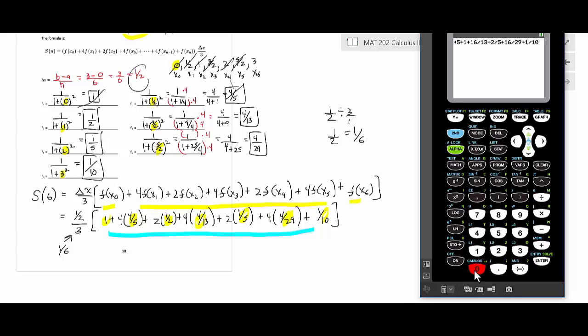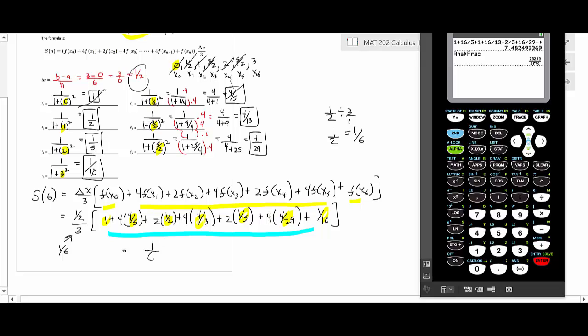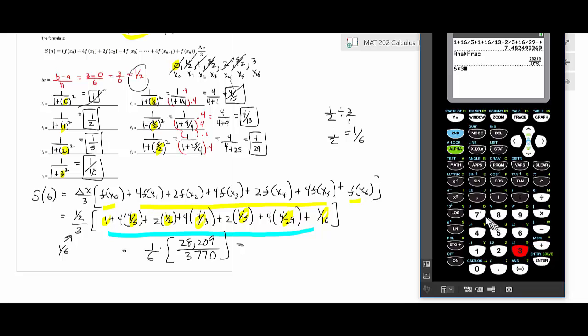Hopefully I got everything in there right. Now what I'm going to get is a decimal, but I'm going to convert it back to a fraction. If you're doing your homework, just let your calculator do all this. Don't spend all your time on these fractions. Then go math fraction, and you'll get that crazy answer. So it looks like we have 1/6 times 28,209 over 3,770. Now I'm just going to do the 6 times the 3770.